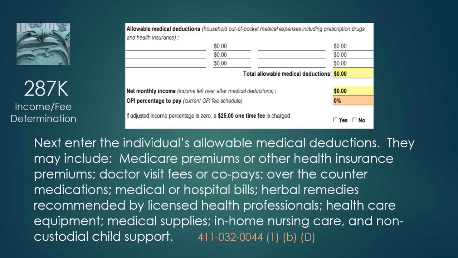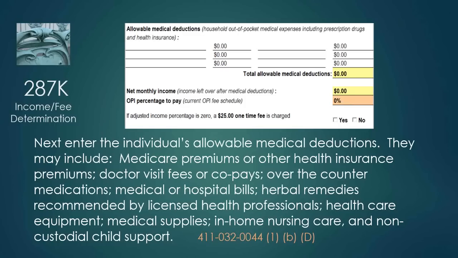And then there's medical or hospital bills, and those should be monthly payments that they're making, not a one-time lump sum payment this month, but there's nothing going to be paid on it next month or in coming months. Herbal remedies recommended by a licensed health professional, so that's very specific that if it's herbal, it has to be recommended by a professional. Healthcare equipment, which mostly is durable medical equipment.